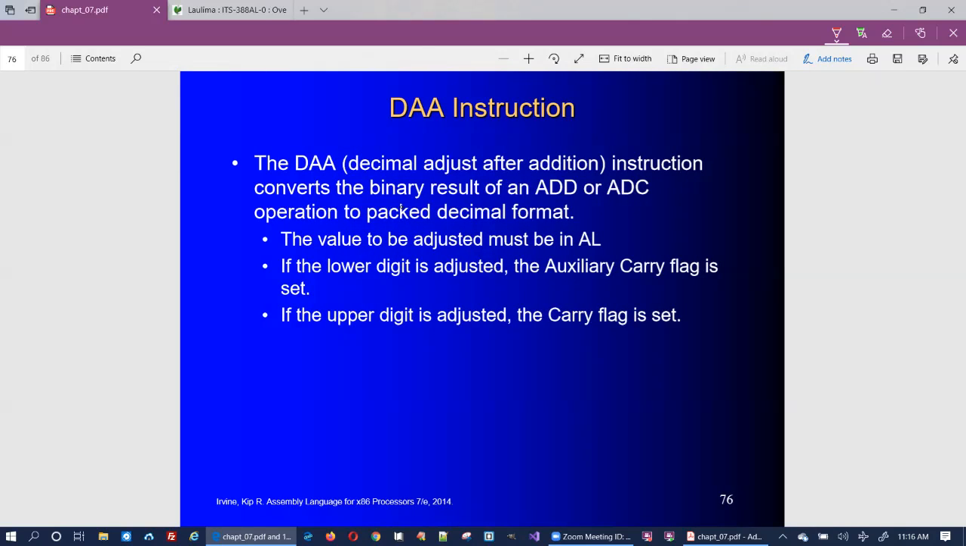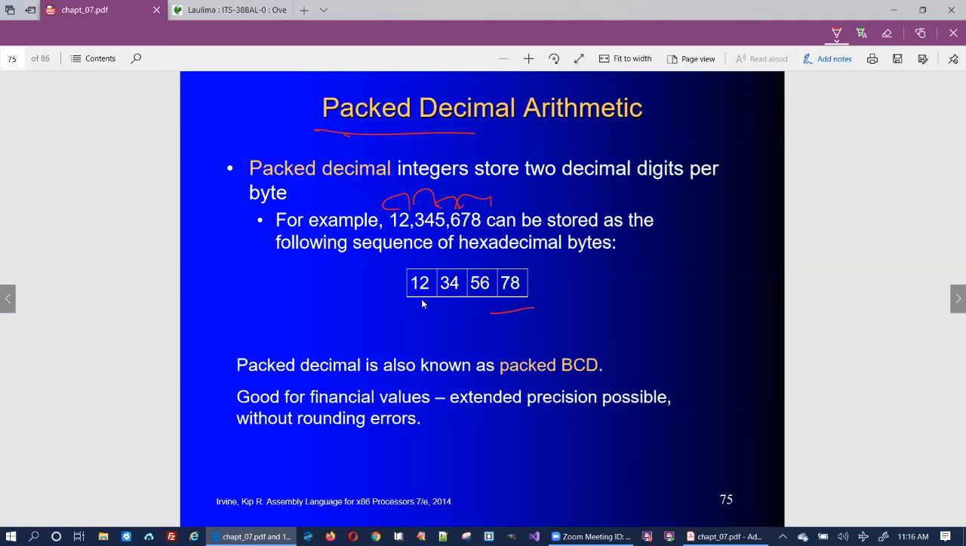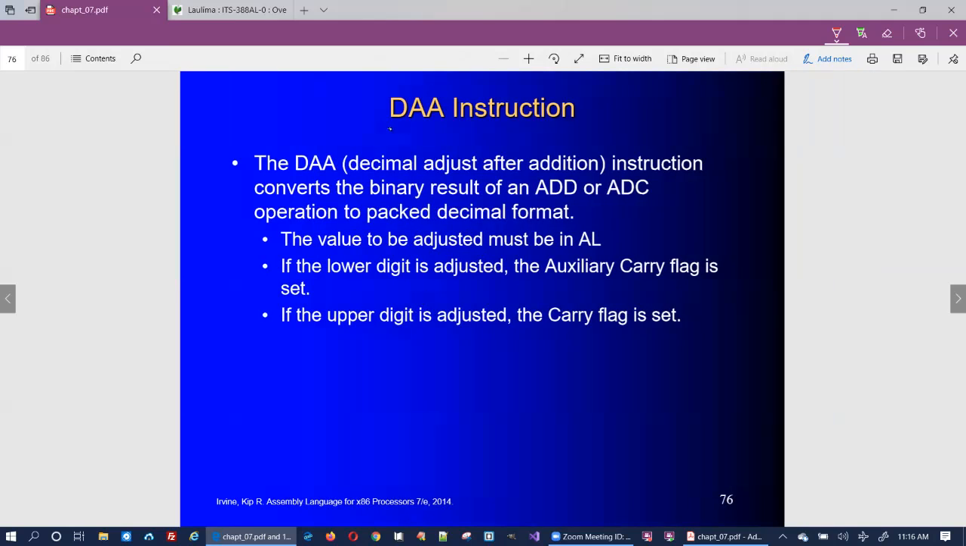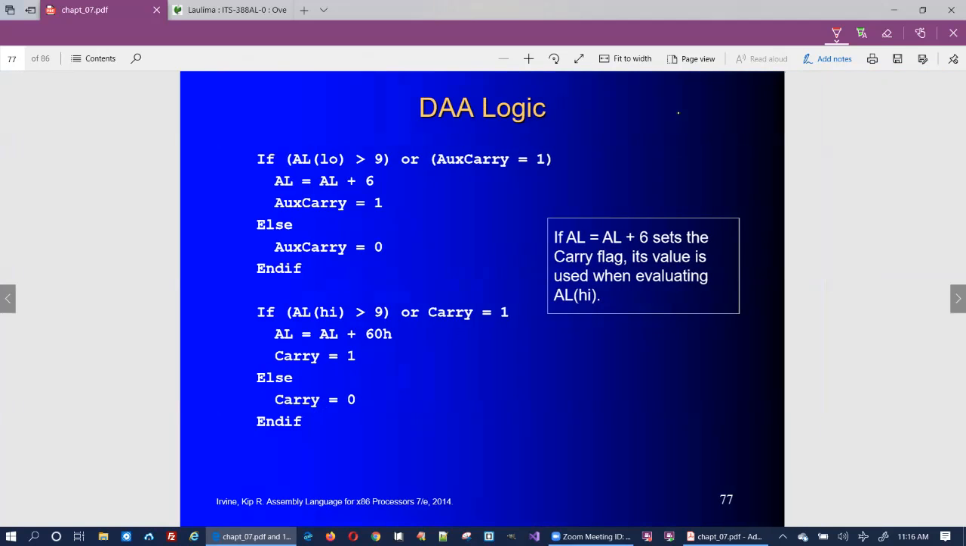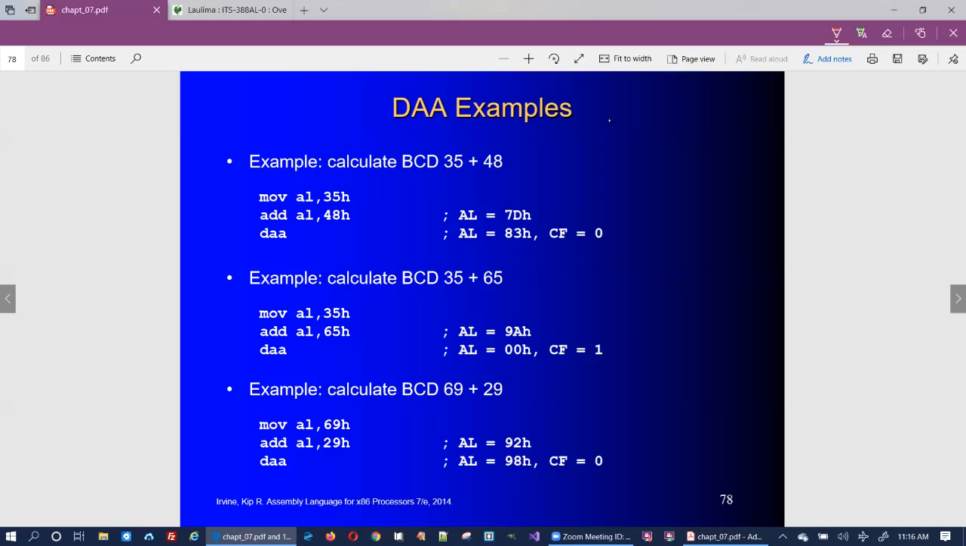And so you're able to do addition and subtraction using packed decimal. And there's a decimal adjust after addition instruction, and this is the logic of it. So you want to understand exactly what's going on underneath. Here's some examples, and these are packed decimal 35 plus 48. You add 35 and 48, and you get something. And then you do this decimal adjust after addition, and it converts it into what the packed decimal would be for what 35 plus 48 should be, which is 83.